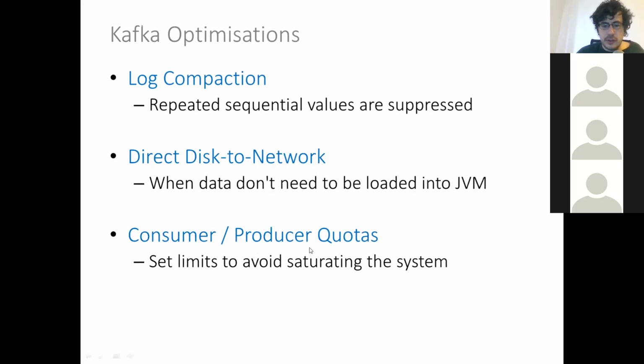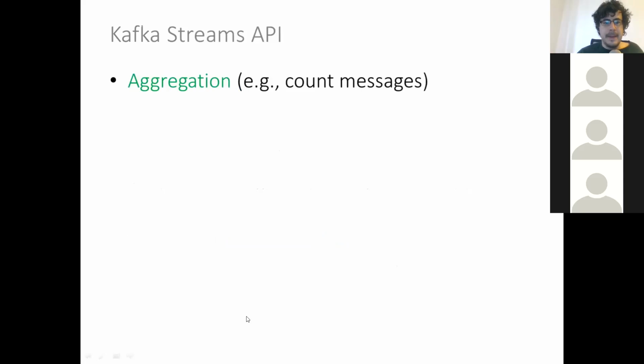There are also things like consumer and producer quotas, which set limits to avoid saturating the system. Essentially you say, okay, each producer can write a maximum of 1,000 records per second, or each consumer can read at most 1,000 records per second. This is to ensure that no one producer or consumer is saturating the system, and so on and so forth. There are quite a few optimizations implemented as part of Kafka to ensure more efficient processing of dynamic data.